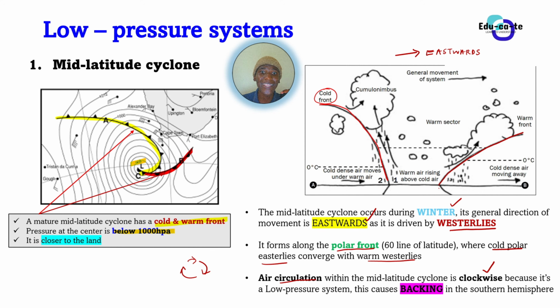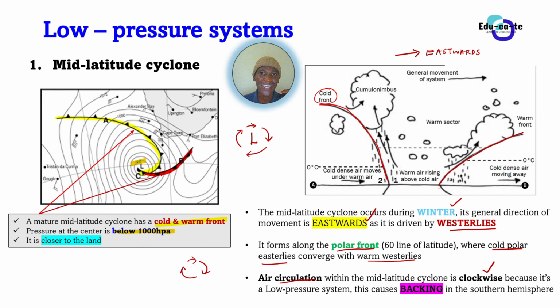Remember that a mid-latitude cyclone is actually a low pressure system. And we know that whenever we have a low pressure system, the air circulation within it is clockwise. So whenever you see the word circulation or rotation, you have to mention clockwise or anti-clockwise. Do not confuse it with direction. When they ask about direction of movement of a mid-latitude cyclone, it is eastwards. But when they talk about the circulation of air, it is clockwise because it is a low pressure system.